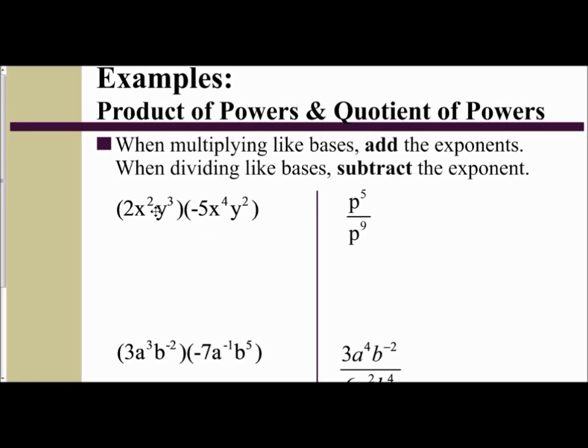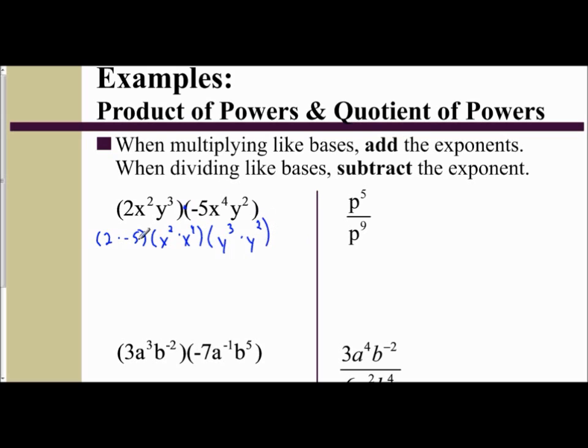So if I have 2x squared y cubed times negative 5x to the fourth y squared, what I'm going to do is be careful with the exponents. I'm going to perform the operation with the coefficients, which is multiplication. So I'm going to do 2 times negative 5. I'm then going to match up my x's. I have x squared times x to the fourth, and you have y cubed times y squared.